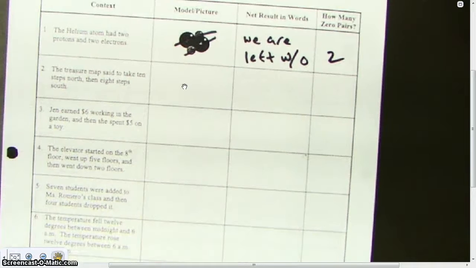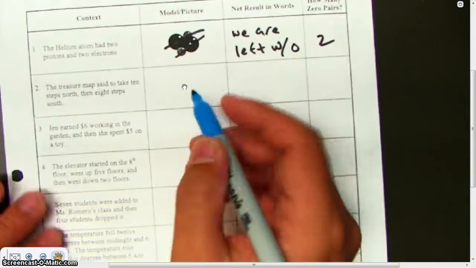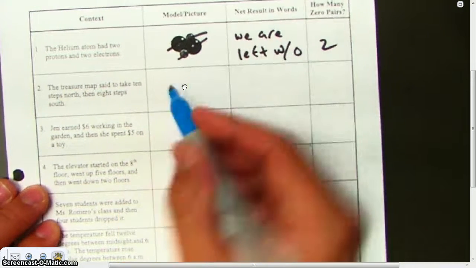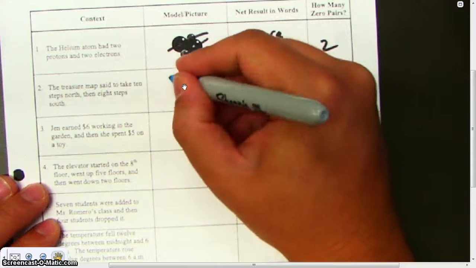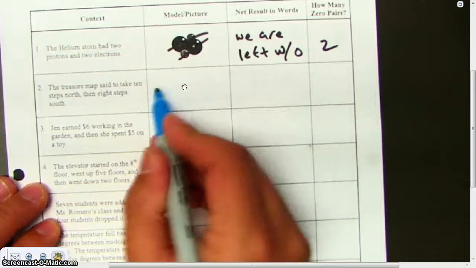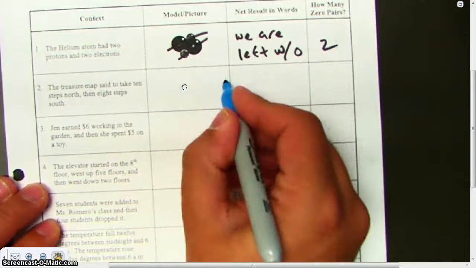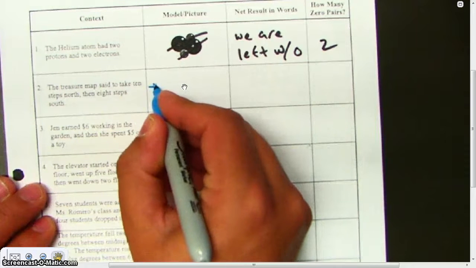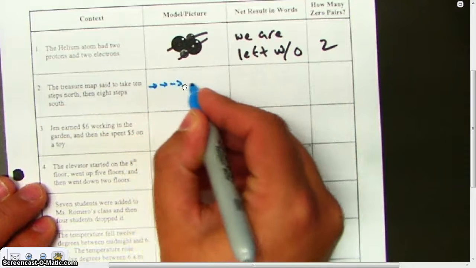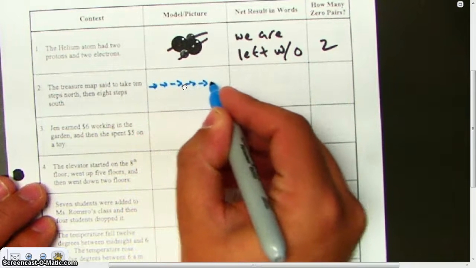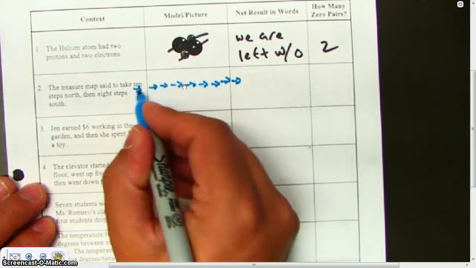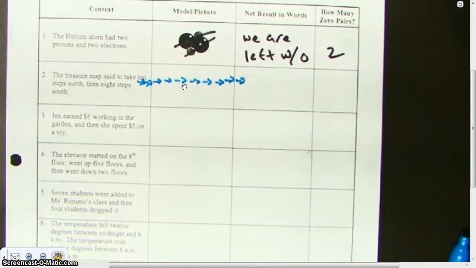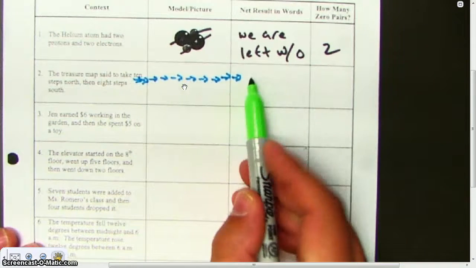Let's do another one. The treasure map said to take 10 steps north and 8 steps south. So I'm going to use 2 different colors so you can see that. The first thing we're going to do is north, and I know north would be up, but we're going to do it this way just because it's going to be hard to fit it in. So let's do 10 steps north. We're going to go to the right for north. 1, 2, 3, 4, 5, 6, 7, 8, 9, 10.